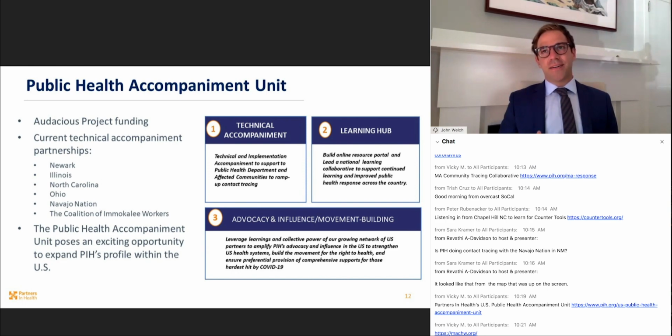Really, more than anything, trying to share lessons learned, and provide a little bit of a catalyst for others who really do understand the importance of contact tracing as an important pillar in a public health response to an epidemic like this. So I hope that provided a little bit of framework and a little background for what PIH has been up to.